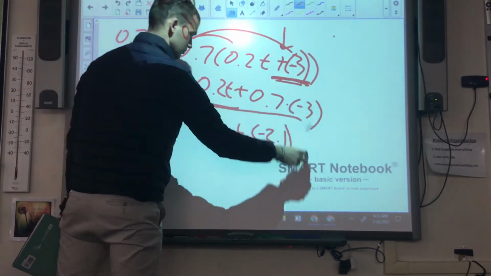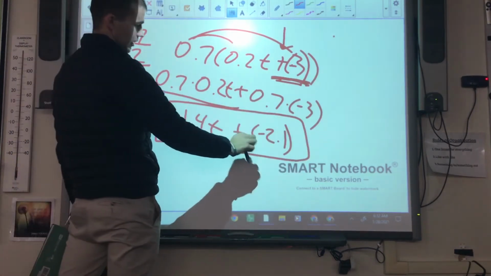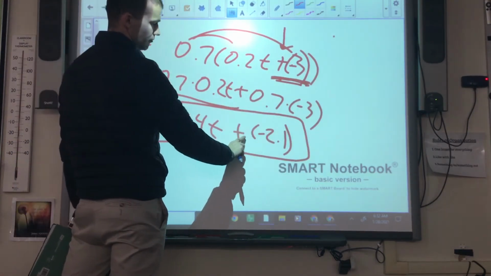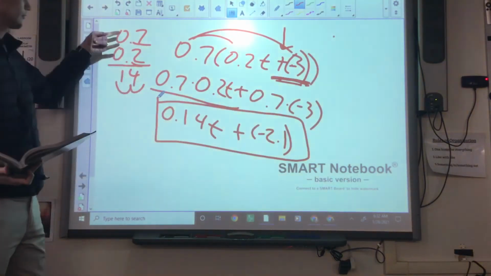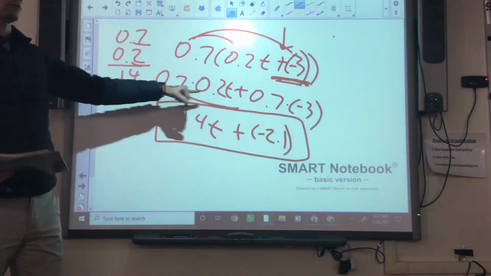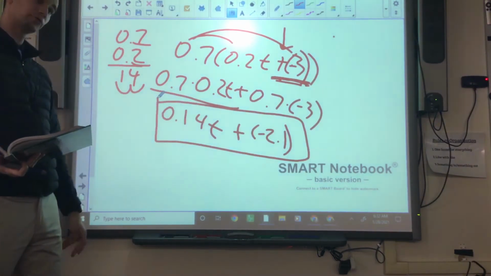2.1. And yes, you can change that. Technically, it would be proper to put this into minus 2.1. But that's the big thing you've got to remember: however many decimals you're multiplying. This is a really common mistake that people make, because they're like, I'm just going to do that in my head.